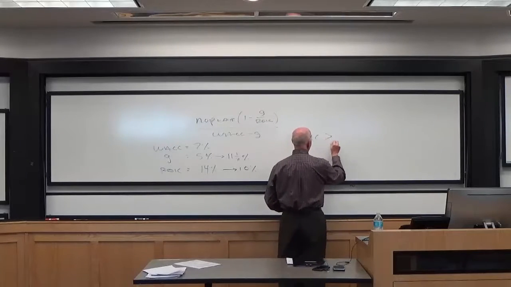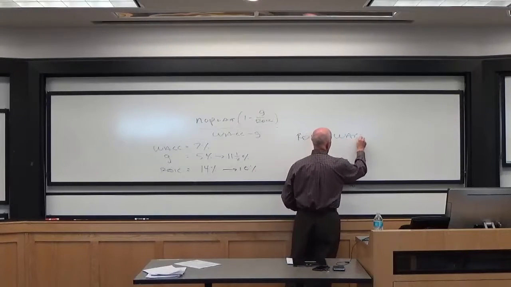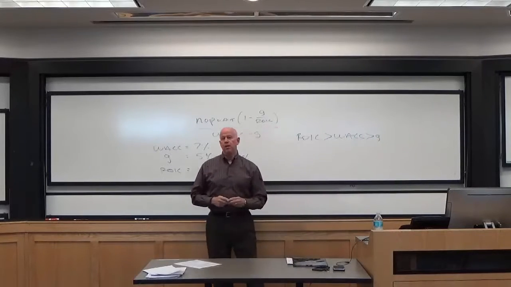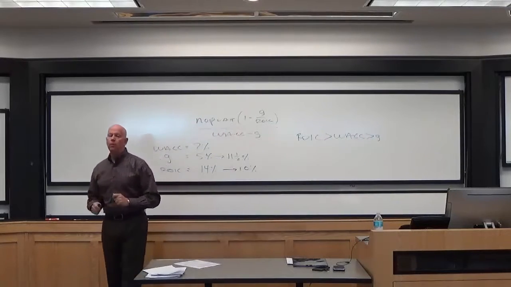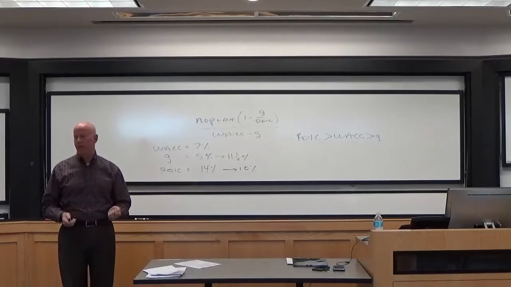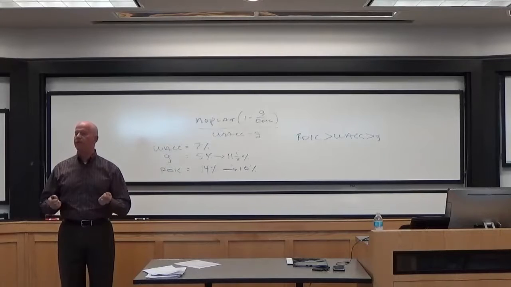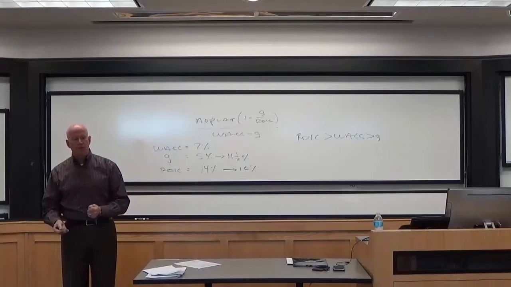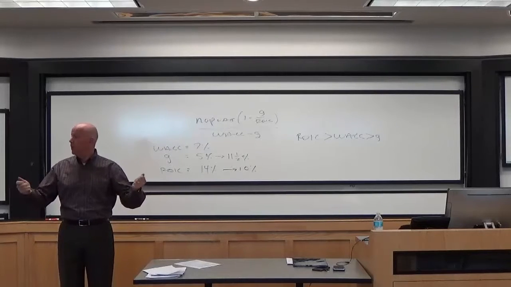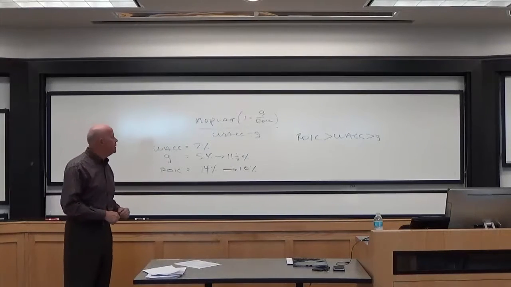ROIC greater than WACC greater than G. Remember I told you that when return on invested capital is greater than weighted average cost of capital, growth creates value. Well, that's not hard to believe. When return on capital is greater than cost of capital, we have some positive remainder, and making it bigger makes that remainder more positive, bigger, right? So that's not hard to believe.